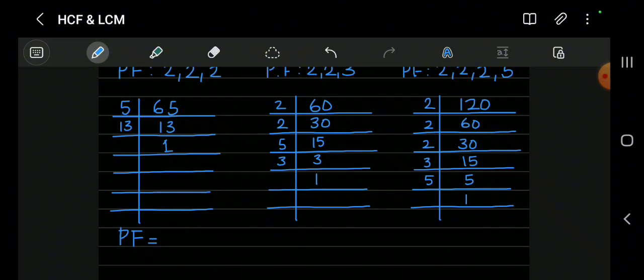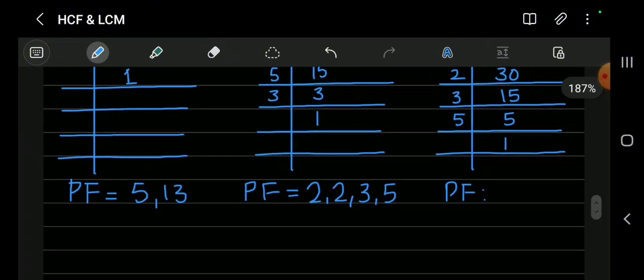So prime factors are 5 and 13. For this case, prime factors are 2, 2, 3, 5, and here prime factors are 2, 3 times, and 3, 5.